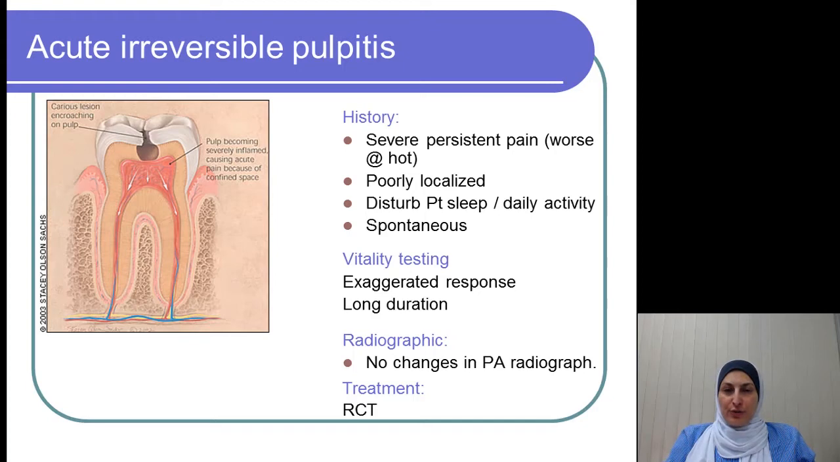And if you decided to do a vitality testing in the clinic and you applied this cold sensation, the patient would feel a sharp, very exaggerated response.